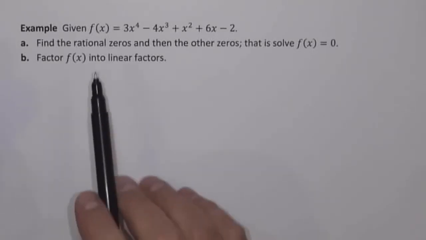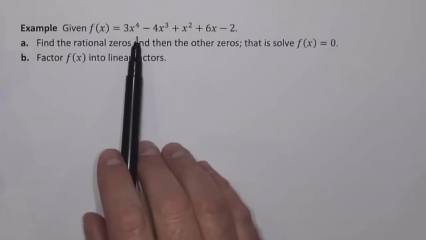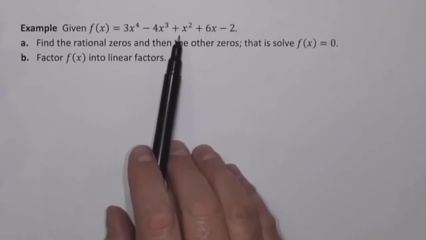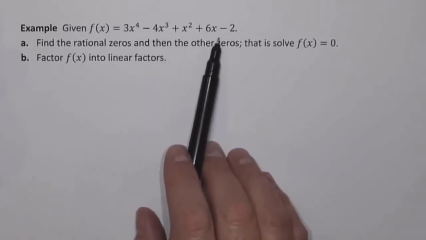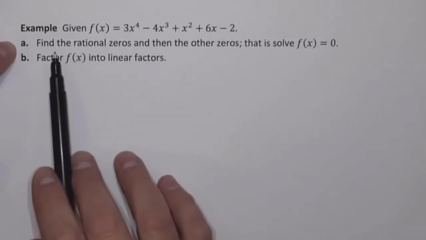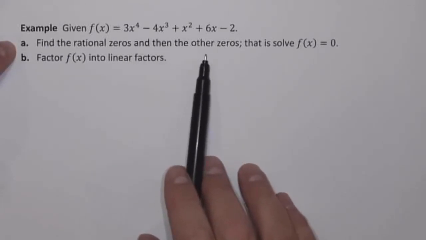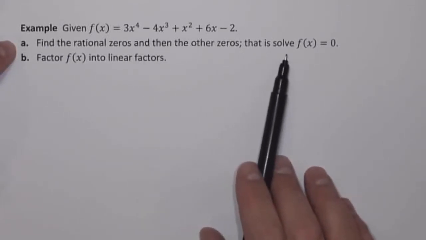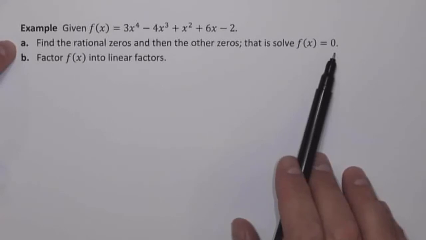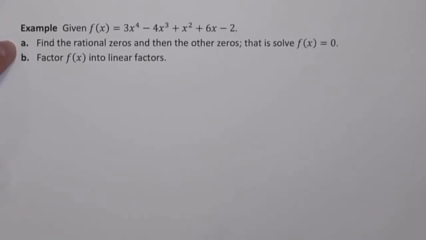So in this example, we're given that f of x equals 3x to the fourth minus 4x cubed plus x squared plus 6x minus 2. We want to find the rational zeros and then the other zeros. That is, we want to solve f of x equals 0, and then we want to factor f of x into linear factors. Okay?